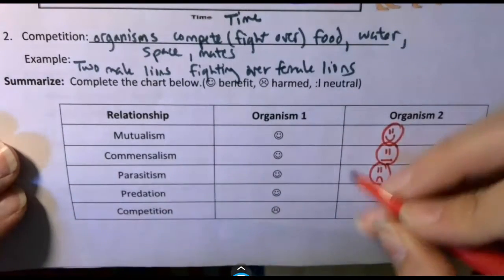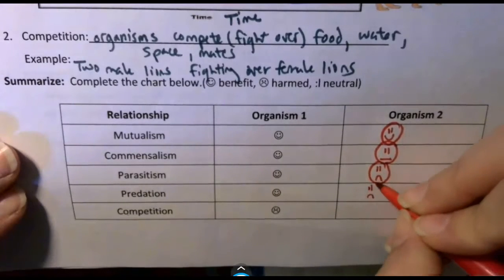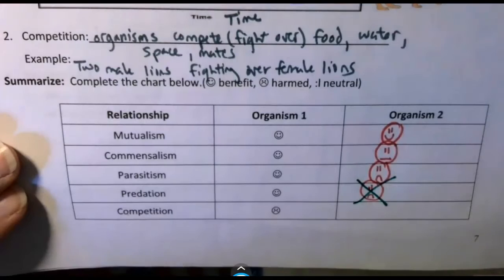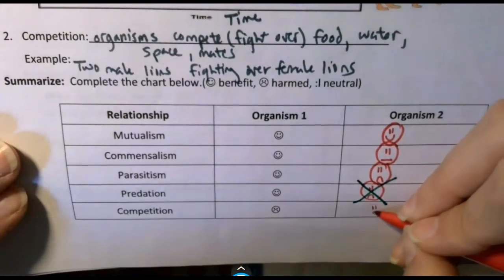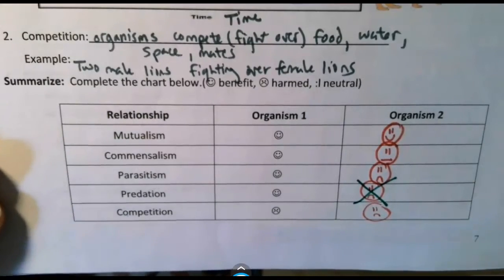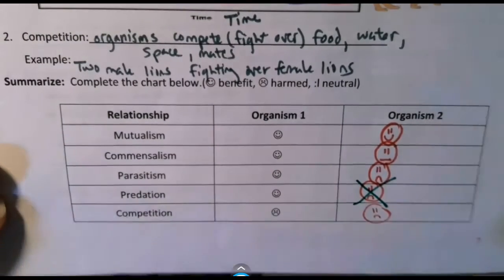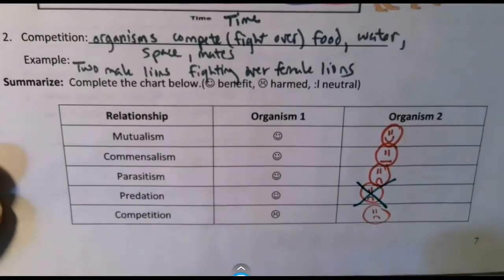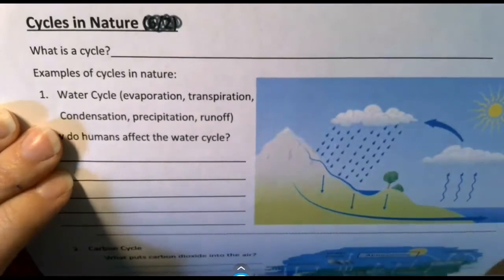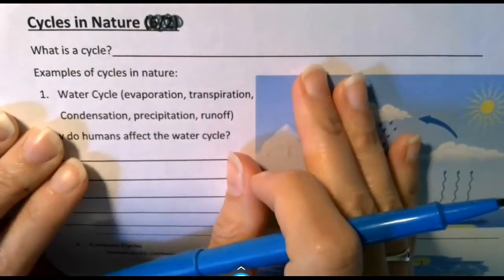Predation is when one organism benefits, and the other one is not only harmed, but it dies. Competition, neither organism benefits, because even if one of the male lions wins, it's probably injured from the fight. So after this, you're going to do some practice problems on symbiosis to go with these notes. After you do the practice problems on symbiosis, you'll do these notes on cycles in nature.